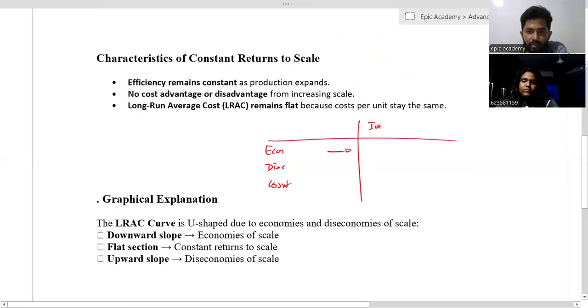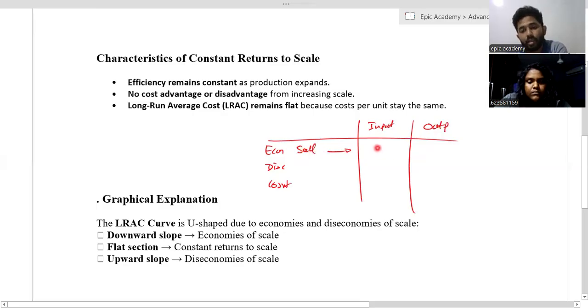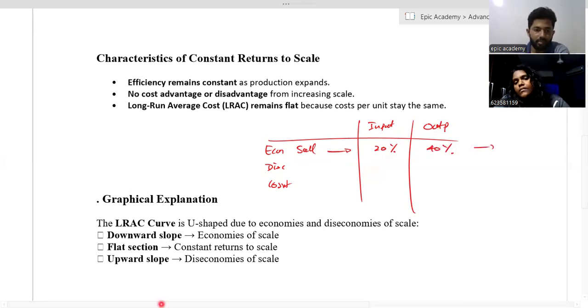This is the input, and this is the output. During the period of economies of scale, you are trying to increase input by 20%. Okay. Output increases by 40%. Is that favorable? Yes, one minute, please.